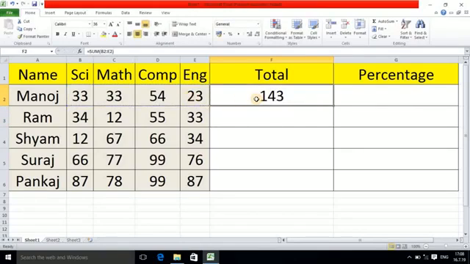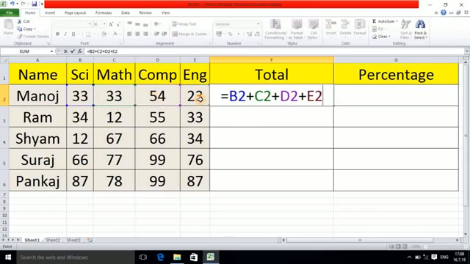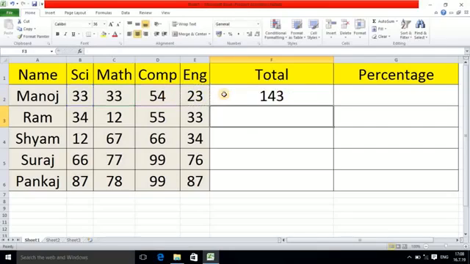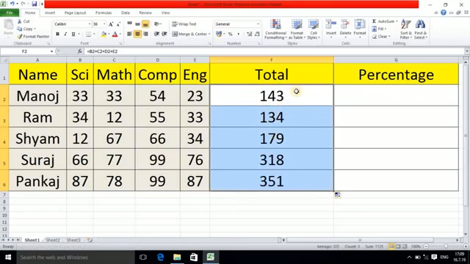The second way of doing the total is you can insert the formula, like here you can add the first address, then a plus symbol, the second address, again plus, then again plus, and this address. So here I have added 4 addresses. The first one represents science, math, then computer, then English. Then simply you press the enter key, and the same answer is coming. Then you drag down, and the total is coming for the other records also.